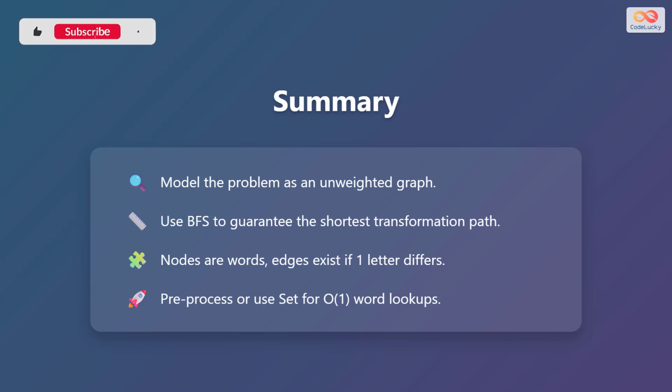To summarize, the word ladder problem is solved by modeling words as nodes in a graph. We use breadth-first search to explore this graph layer by layer, ensuring we find the shortest transformation path. Remember to use a set for efficient dictionary lookups to keep your solution fast.